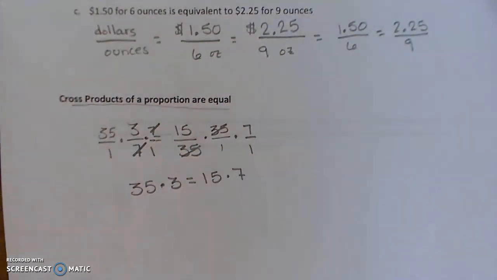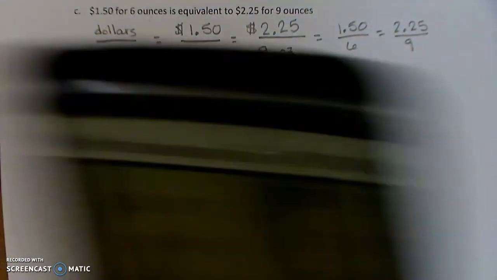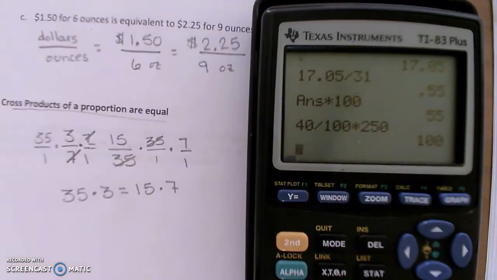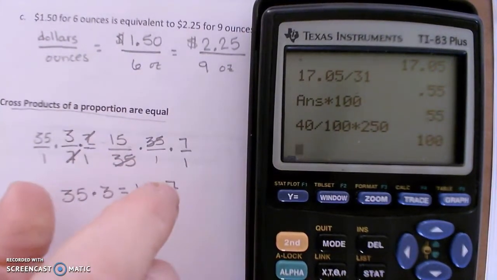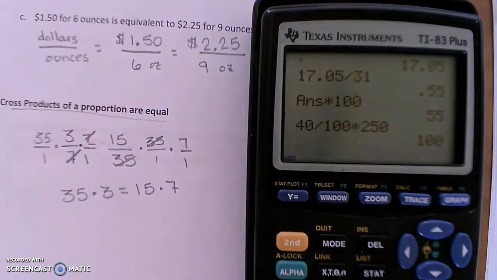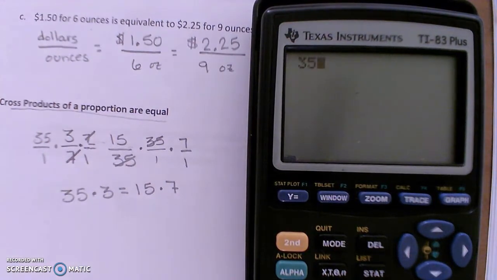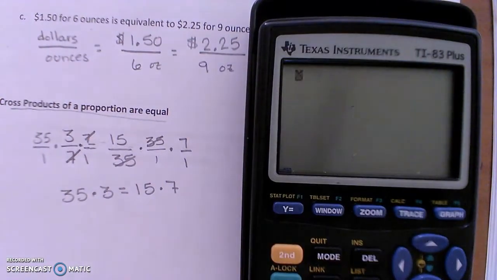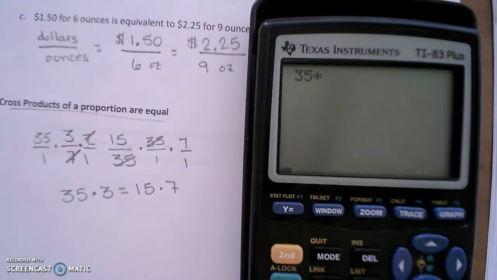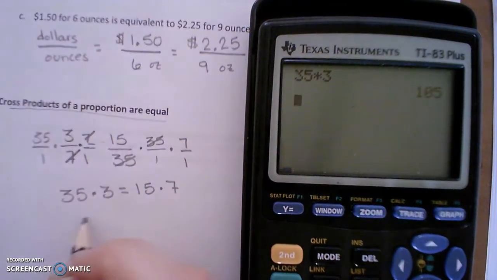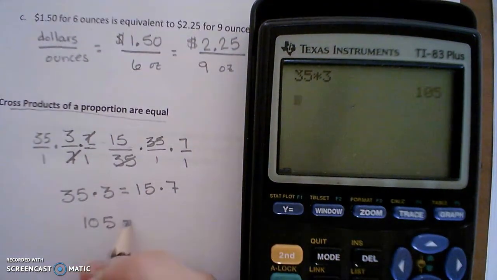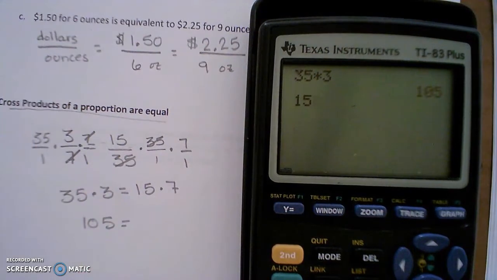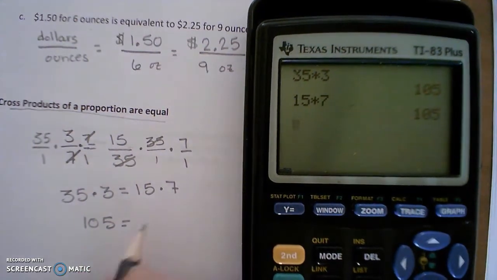And if this was a proportion, then those products would be equal because I just multiplied both sides of the equation by the same number. So if I do 35 times 3, that gives me 105. That should equal 15 times 7, which is 105.